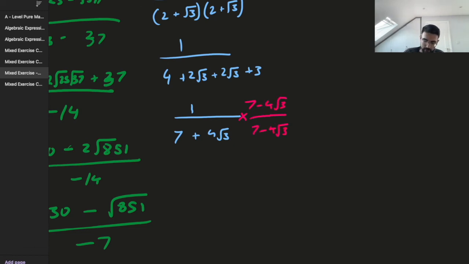And then we do the same method as before. So I get 49 minus 28 root 3 plus 28 root 3 minus 48. And that's the full expansion, so we don't need to show that middle step. I'm just showing you for the sake of this. So 49 minus 48 is 1, so we're simply just going to end up with 7 minus 4 root 3.